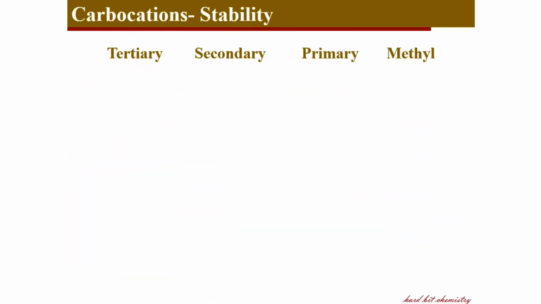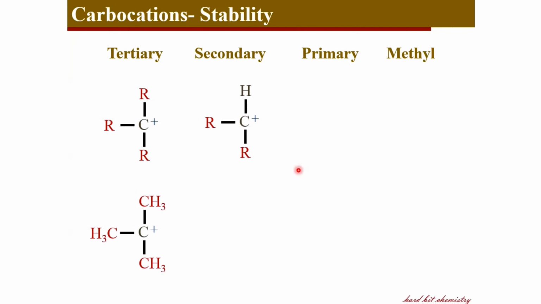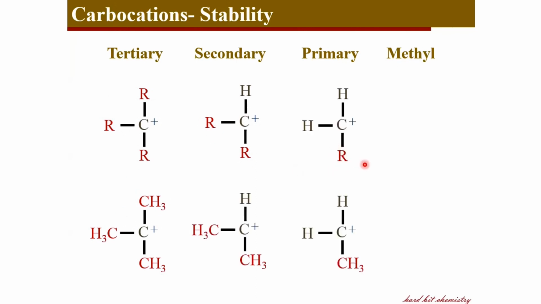Let's see the structural stability of carbocations varying from tertiary, secondary, primary and methyl carbocations. A tertiary carbocation has three substitutions with alkyl groups like this, secondary possesses two alkyl groups, primary possesses only one alkyl group substitution, and methyl carbocation is completely unsubstituted. That is, all the three valencies of carbon are satisfied by hydrogen atoms. And how do we explain the relative stability of these four different species? Here we can apply the idea of two electron displacement effects, that is inductive effect and hyperconjugation.